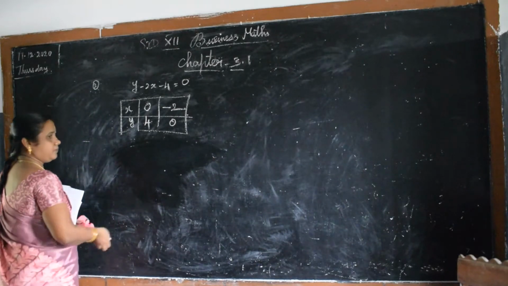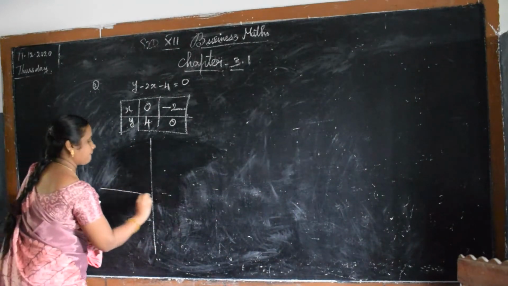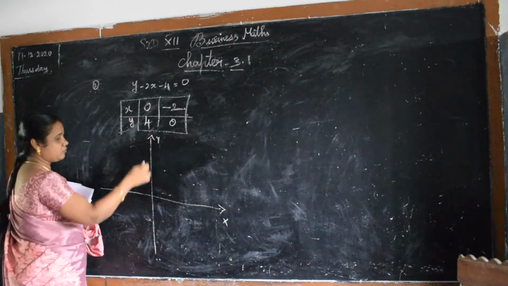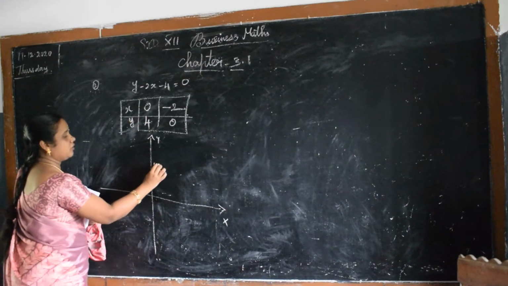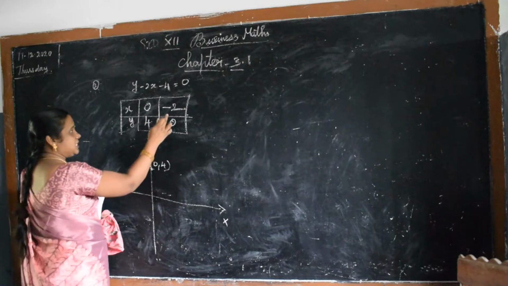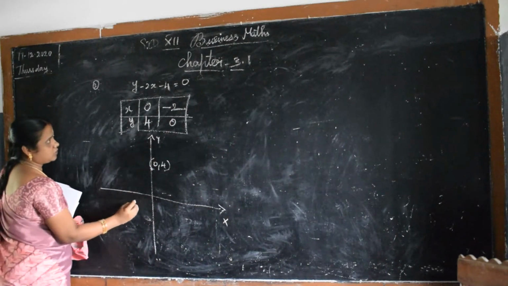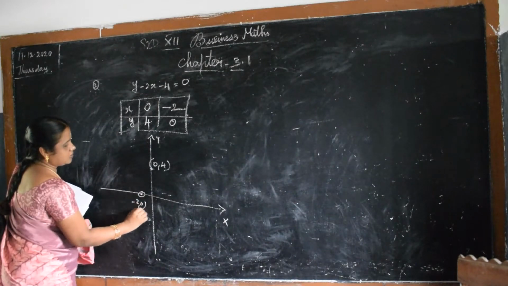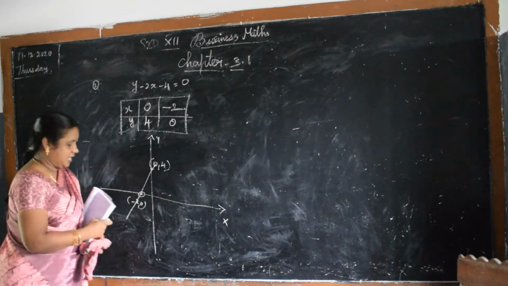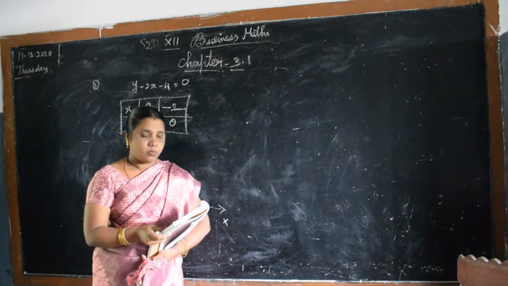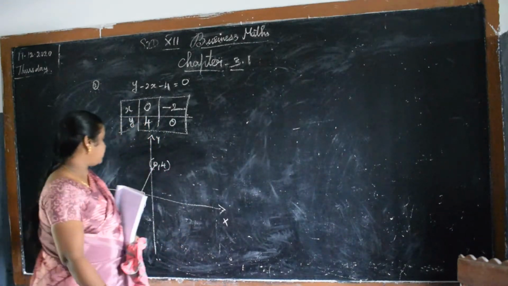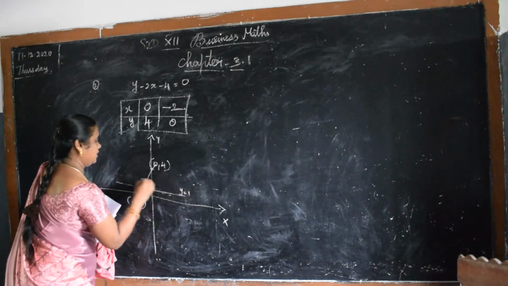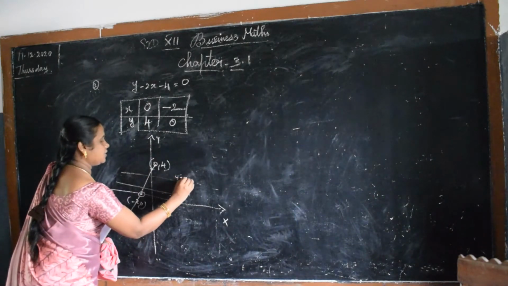Draw the diagram. X, y. What is the first point? 0, 4. 0, 4. Next point is minus 2, 0. That means here. Minus 2, 0. Like this you can draw. Next, what is given? See here. y is equal to 1. y is equal to 3. That means here. y is equal to 1. y is equal to 3.